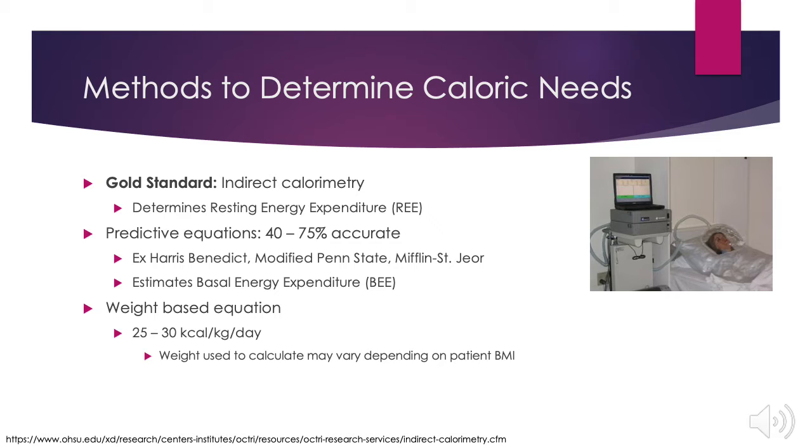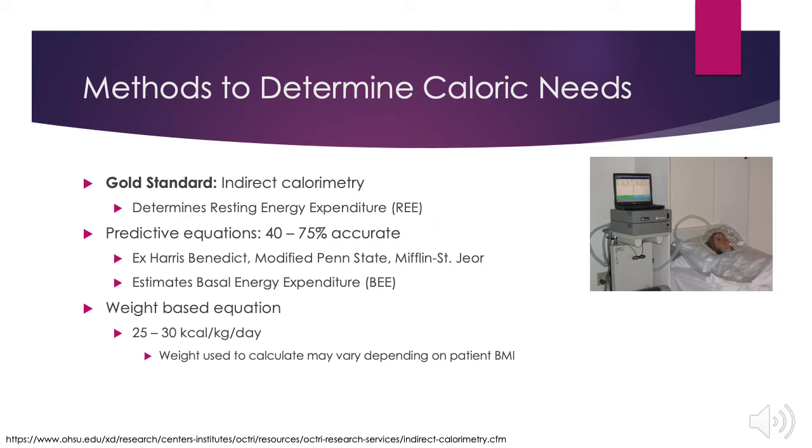The gold standard is indirect calorimetry, and it determines resting energy expenditure, abbreviated as REE. Predictive equations are also often used. Some of these include the Harris-Benedict equation, the modified Penn State, and Mifflin-St Jeor. To note, there are over 200 predictive equations published in literature, and they have been found to be anywhere between 40 to up to 75% accurate.